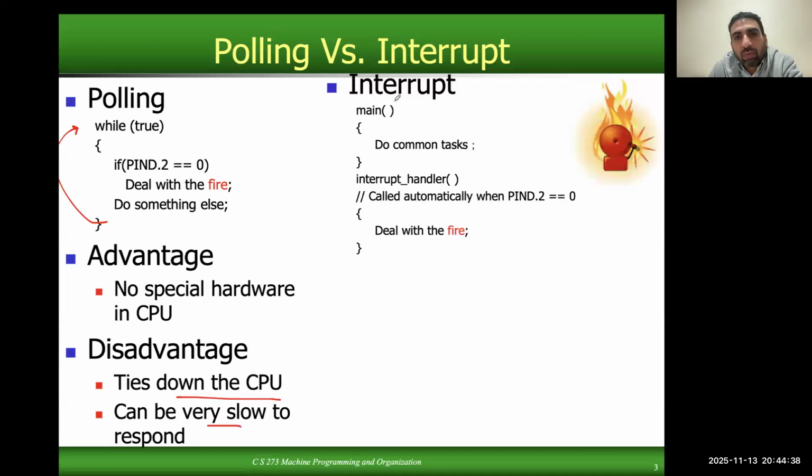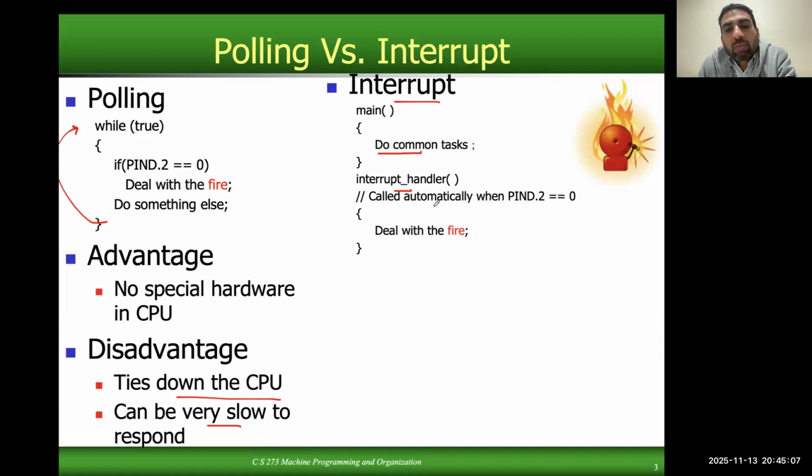As compared to polling, now we have interrupts. Here, let's say you are doing some main task, and then you have an interrupt handler, which I showed you on the other note as code. An interrupt handler is nothing but code. When the fire is detected, the code which is responsible for taking action will be run, and we are simply naming it the interrupt handler, okay?